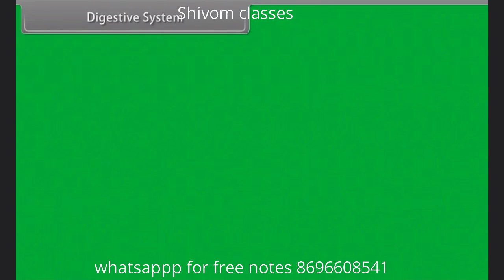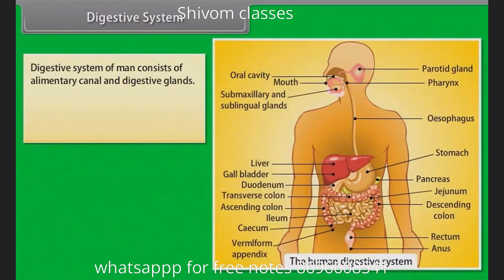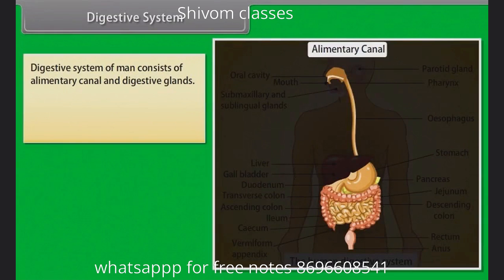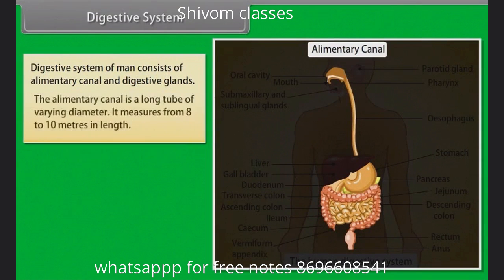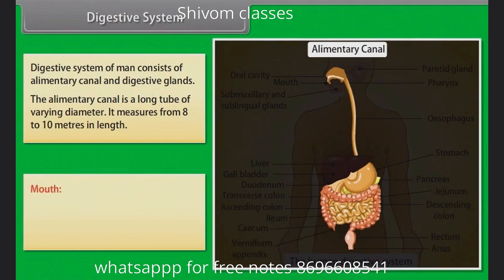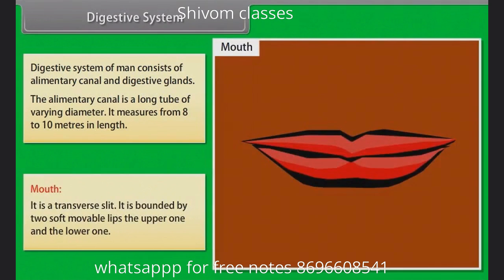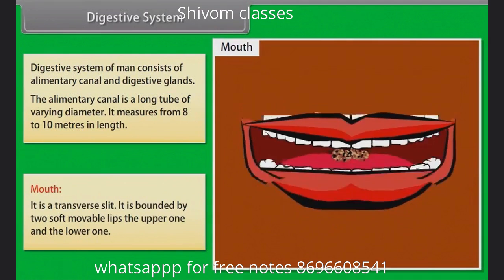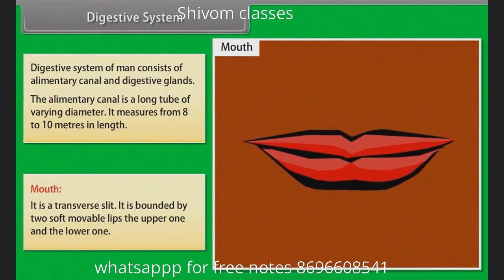Digestive system. Digestive system of a human consists of alimentary canal and digestive glands. The alimentary canal is a long tube of varying diameter. It measures from 8 to 10 meters in length. The first part of alimentary canal is mouth. It is a transverse slit. It is bounded by two soft movable lips, the upper one and the lower one.